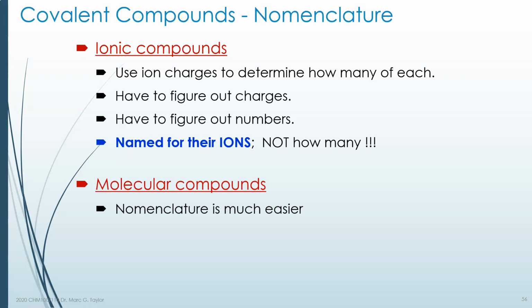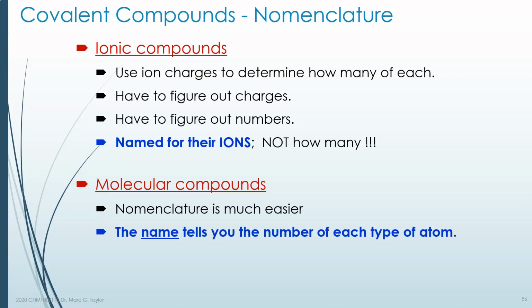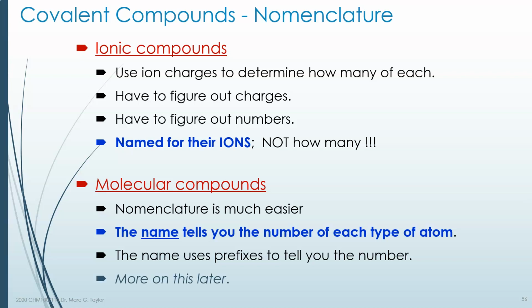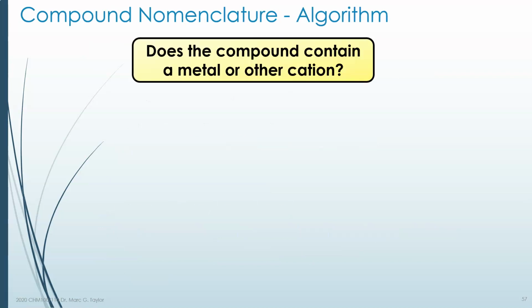In covalent compounds or molecular compounds, it's exactly the opposite, and it's much easier. Here, the name tells you exactly how many of each atom. And so it has the names of the atoms in it, and it has prefixes that tell you how many of each are in the molecule. And we're going to talk about that in the next slide.